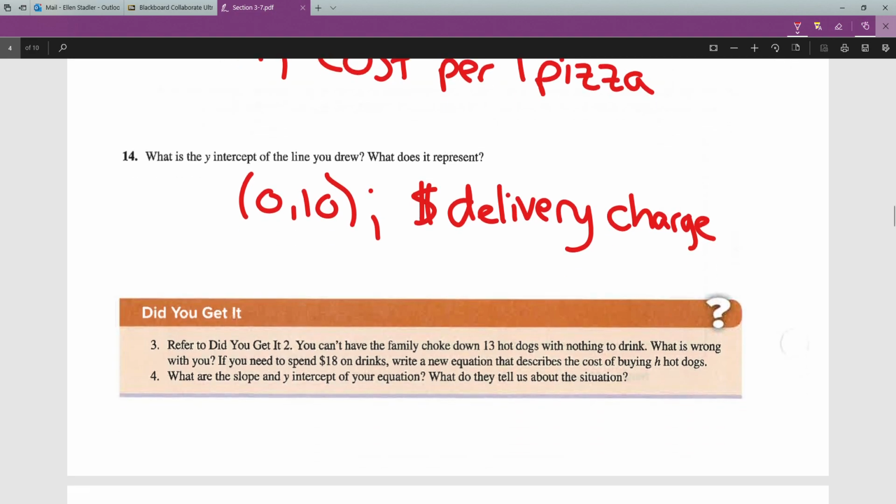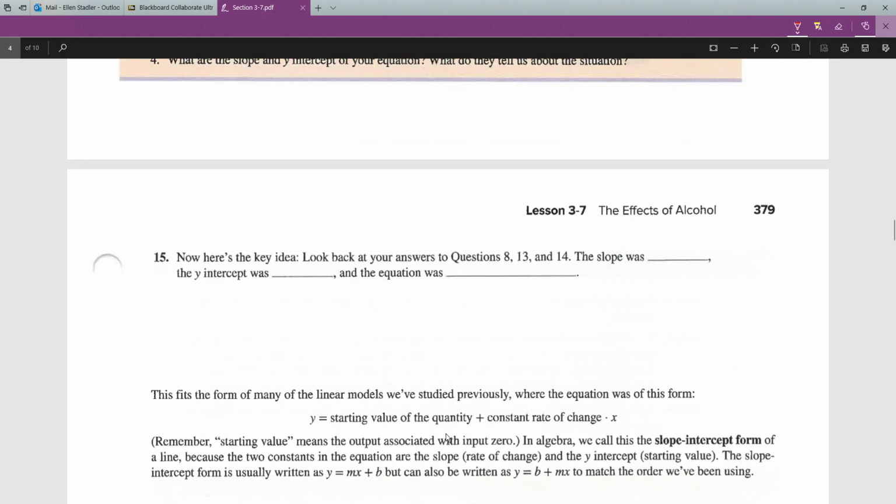On to page 379. We're going to wrap this up. It says, here's the key idea. This is number 15 on page 379. Look back at your answers to questions 8, 13, and 14. What was the slope? Slope was 9. What was the y-intercept? Y-intercept was 10. What was the equation? C equals 10 plus 9p.